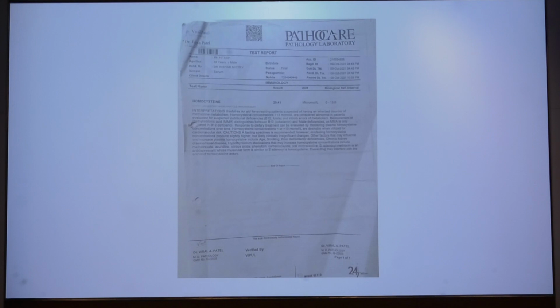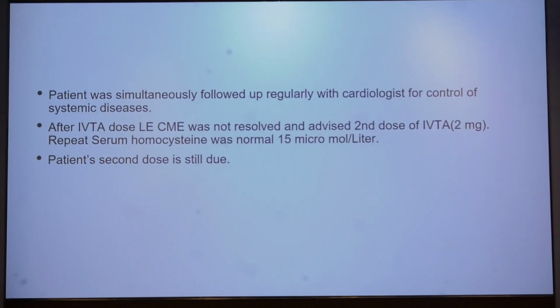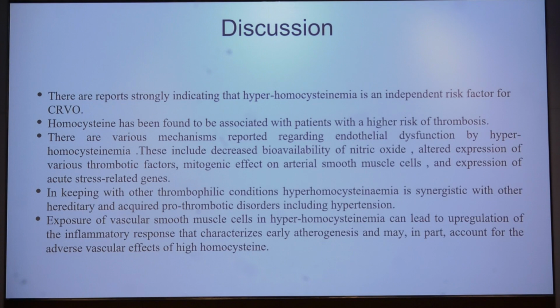This is the follow-up homocysteine level, which was back to 20. The patient was simultaneously followed up regularly with the cardiologist for control of systemic disease. After the IVTA dose, left eye CME was not resolved and a second dose of IVTA was advised. And the repeat serum homocysteine, as we see, is 15 micromoles per liter. But the patient's second dose is still due and the patient has lost follow-up as of now.